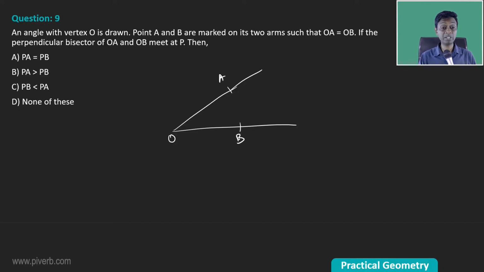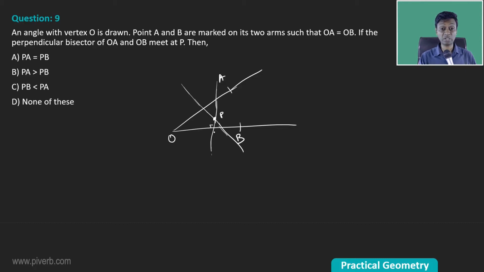Wonderful. The perpendicular bisectors of OA and OB meet at P. OA and OB, perpendicular bisectors, meet at P.